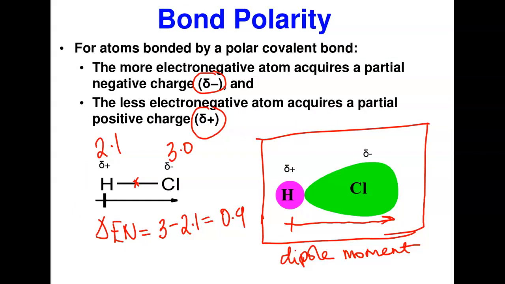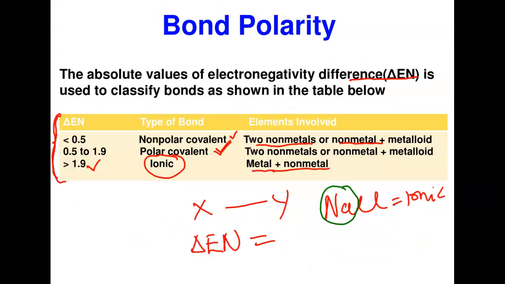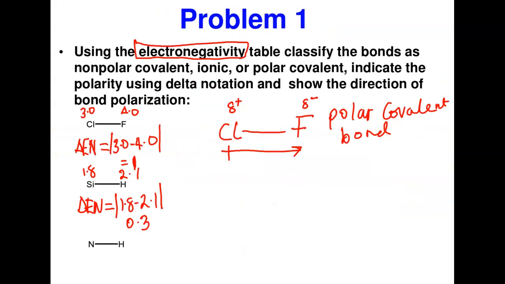Now let's look at the classification. It is less than 0.5, which means this bond will likely be a non-polar covalent bond. Despite the fact that it is a little bit polarized, you draw it this way: Si going to H. Hydrogen is more electronegative, so it takes the negative sign, and silicon takes the positive sign. This has a little polarization, but it is not enough to make it a polar covalent bond. Therefore, this is a non-polar covalent bond because of that classification.